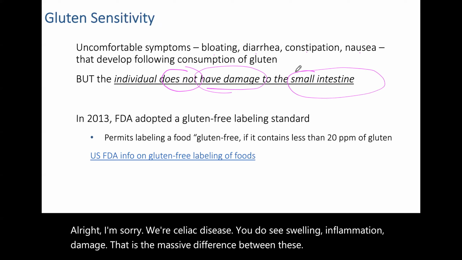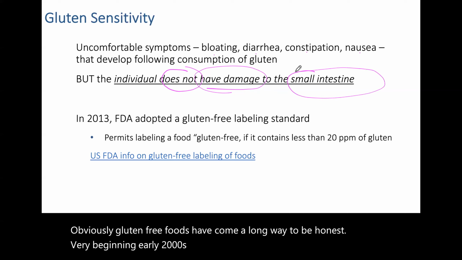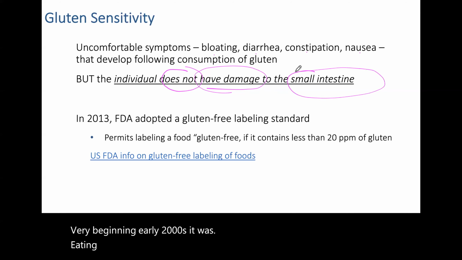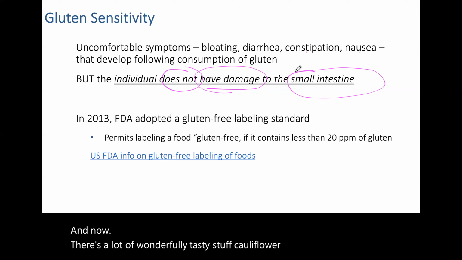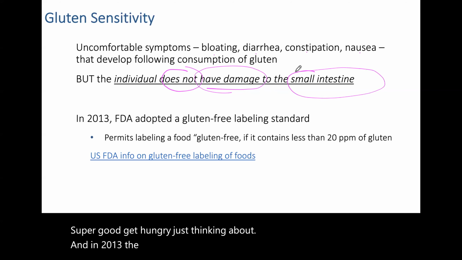Obviously, gluten-free foods have come a long way, to be honest. In the very beginning, in the early 2000s, it was basically like eating cardboard. And now there's a lot of wonderfully tasty stuff, cauliflower-based stuff. Super good. Get hungry just thinking about it. And in 2013, the FDA adopted a gluten-free labeling standard. So there is a gluten-free labeling standard.